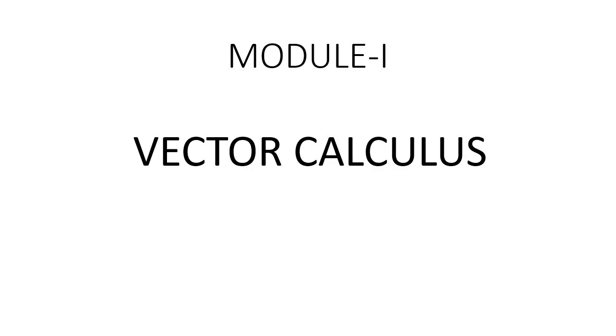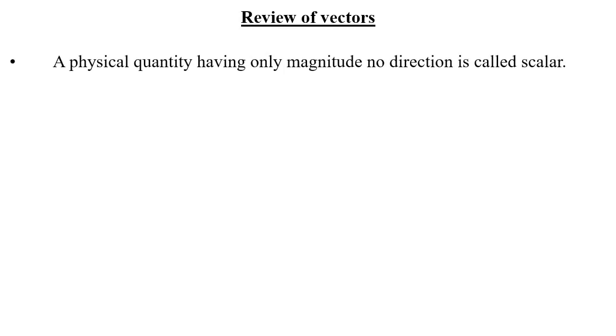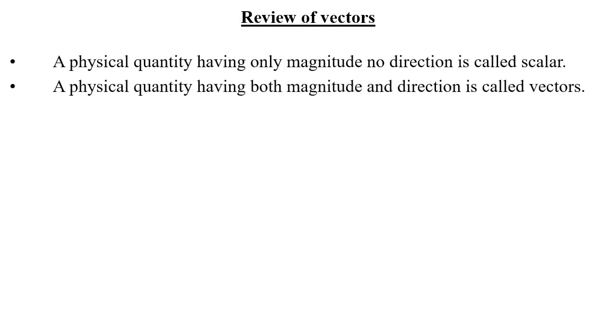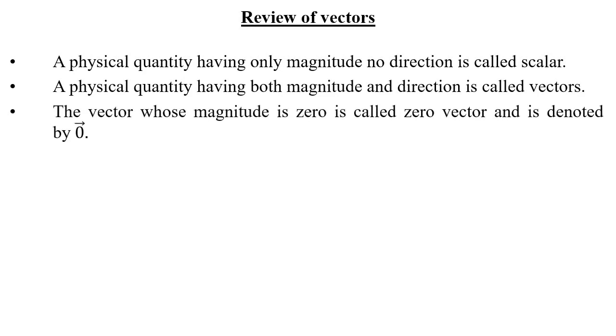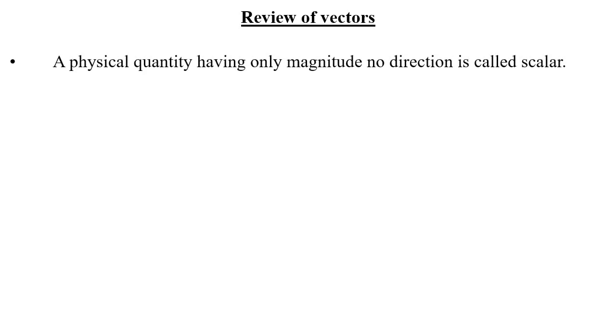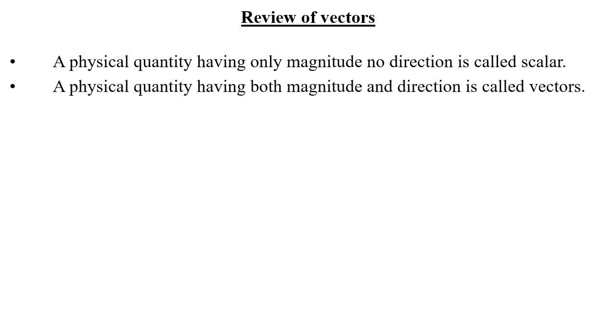Before going to discuss vector differentiation, we'll take a small trip around the review of a vector. That means what is a vector, what is a scalar, and everything. Okay, so review of vector. We know what is a scalar. A physical quantity having only magnitude, no direction, is called a scalar. Similarly, a physical quantity having both magnitude and direction is called a vector.